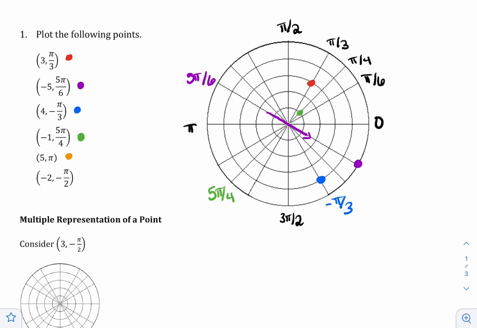5 comma pi. Okay, well, pi is the axis angle. And then because r is positive, I just walk forward. So 1, 2, 3, 4, 5 would put me right here.